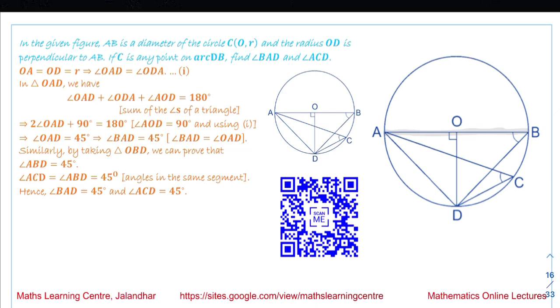Similarly, for the angle at B, if this angle is Y, then this angle is also Y, and if we look at the triangle OBD, the sum of the angles is 90 degrees plus 2Y, and the sum of all these angles should be 180 degrees. So we get that the value of Y is 45 degrees. Similarly, the angle ACD is also equal to 45 degrees, and these are the angles that we have to calculate.